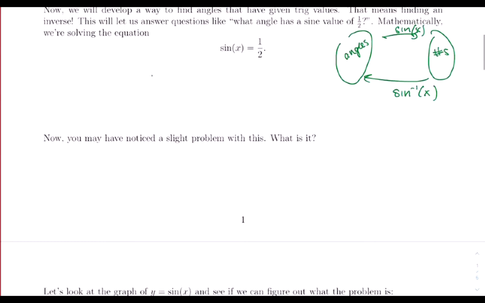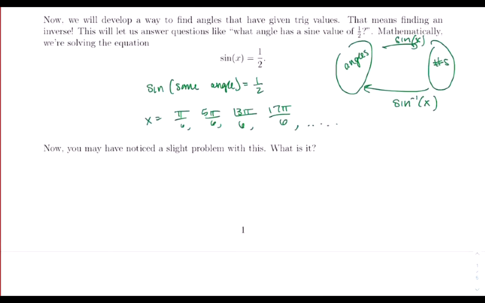Let's first talk through how we could answer that question now. So the sine of some angle gives us a half. So those angles, x could be pi over 6, 5 pi over 6, and then any coterminal angle with those: 13 pi over 6, 17 pi over 6. All of those would give you a sine value of a half. That's a problem, right? I've asked you this one question: what angle has a sine value of 1/2? Well, the answer is that there are infinitely many of them. So it's a hard question to answer.